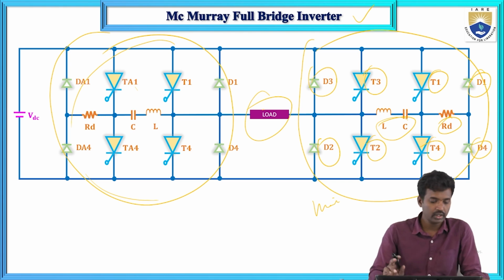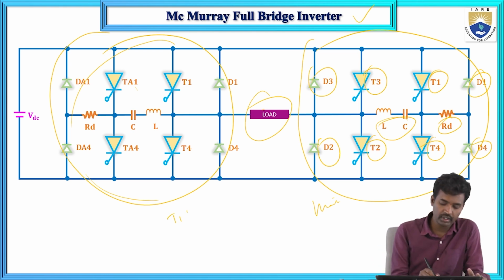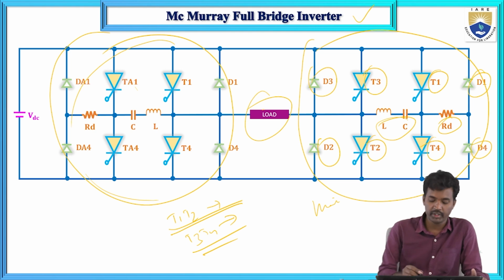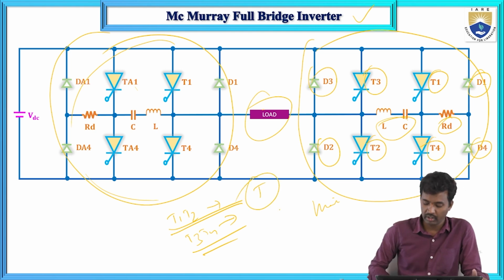Now this process is the same as in the full bridge inverter, when T1, T2 will be turned off and T3, T4 will be turned off. In the previous one, only one thyristor will be turned on while the other thyristor is turned off.